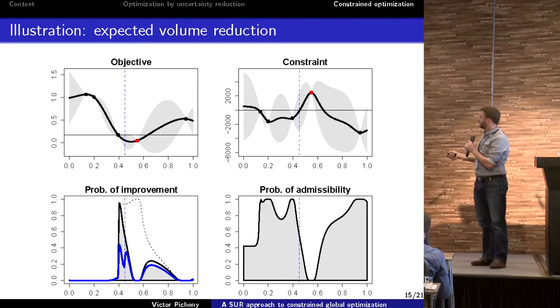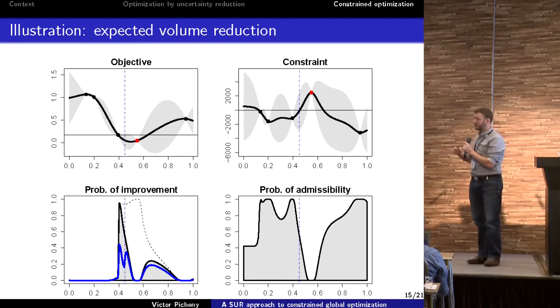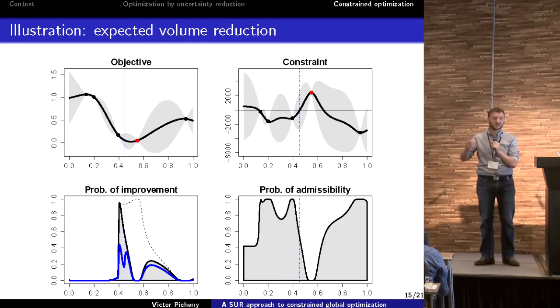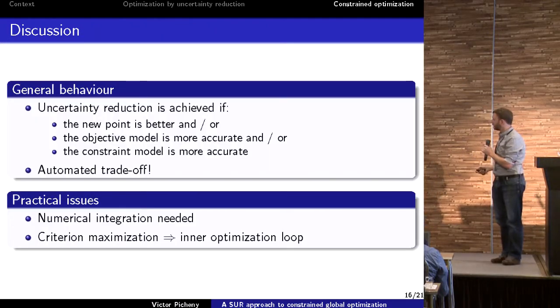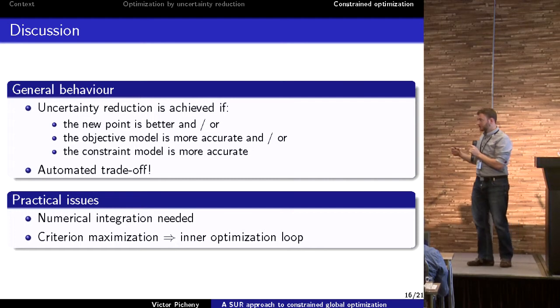My probability of being better is probably around this region. So I have the original probability of improvement here, and the probability of admissible improvement is in gray here, now just a small peak because I know that there's a large part I cannot explore. I can also compute the future probability of admissible improvement if I add an observation here, which is in blue. So we now have a criterion.